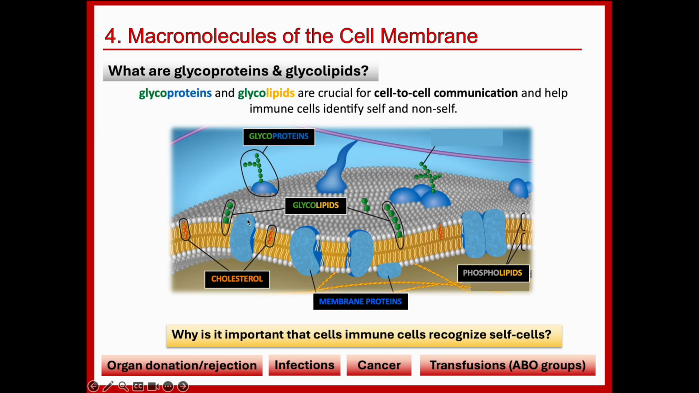So last thing, we also have what we call glycoproteins and glycolipids. Think about it. We know that there's membrane proteins in blue. We know that there's phospholipids in yellow and gray here. We know that there's cholesterol in orange, but now there are glycoproteins and glycolipids. They're crucial for cell-to-cell communication and to help the immune cells identify what is self and non-self.